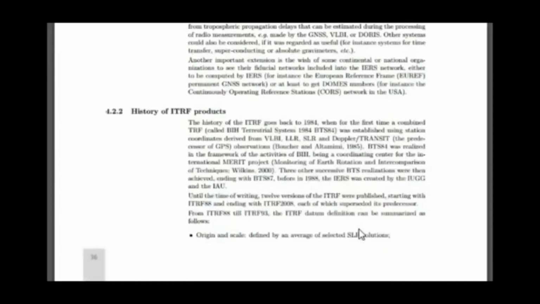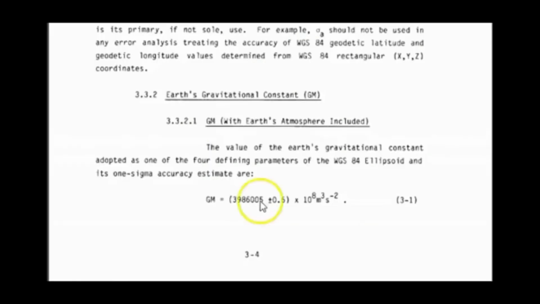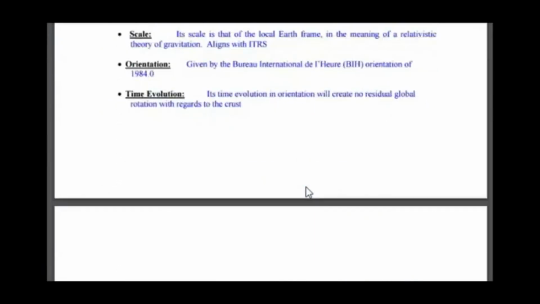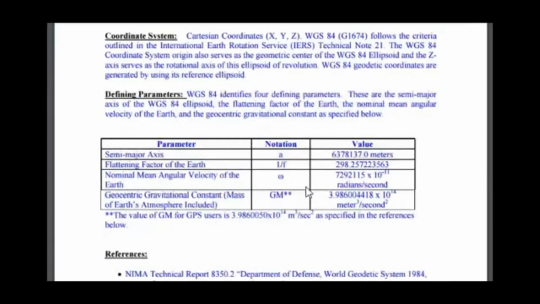You have people out there who will say it's a globe, it's a ball. It's not a ball, okay? It's a flattening ellipsoid with a flat plane surface in the middle. Okay? Flat plane surface. And just to prove that to you is this. Defining of the parameters. WGS identifies four defining parameters. These are the semi-major axis of the WGS 84 ellipsoid, the flattening factor of the Earth.